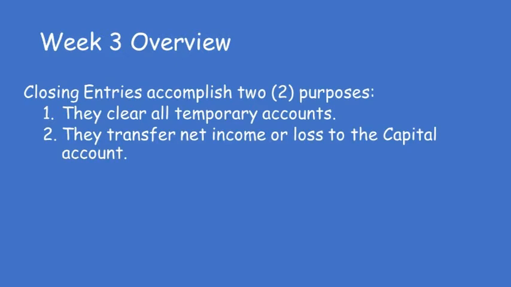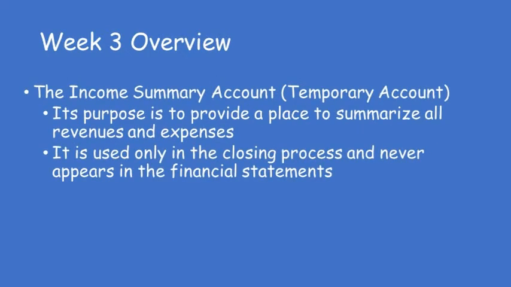Let's talk about a very specific temporary account called the income summary. Its purpose is to provide a place to summarize all the revenues and expenses from the period. It's just a holding place. It's used only in the closing process and never appears in the financial statements. Like I said, it's just a temporary holding spot to be there while we close the books. Alternately, permanent accounts are balance sheet accounts whose balances can extend past the end of the accounting period and into the next one. So temporary accounts, permanent accounts.